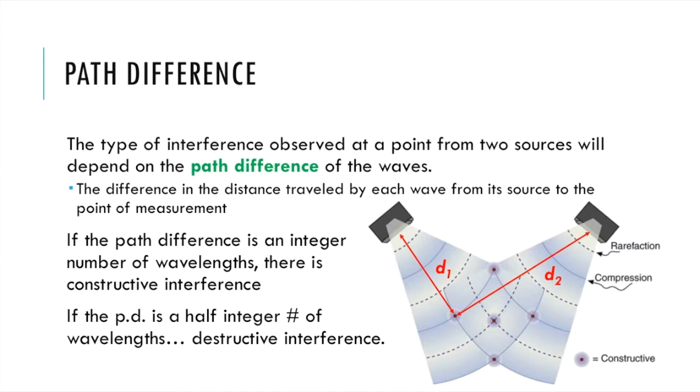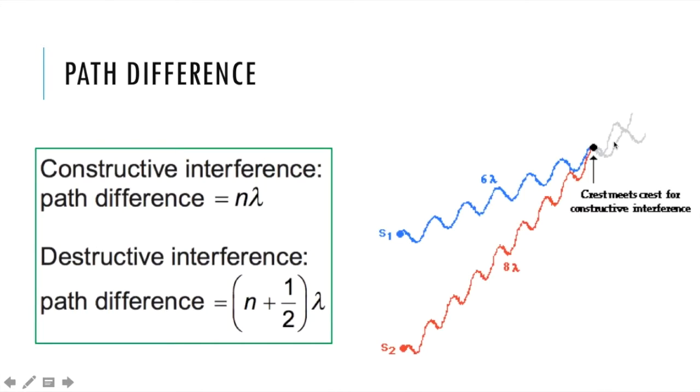So you can try to visualize this, but if the wave from the second speaker has to go D2, like one wavelength further than the wave from the first speaker has to go, they'll still arrive in phase. But if it was a half integer number of wavelengths, we would get destructive interference. So if this wave had to go 1.5 wavelengths further than this wave, they would arrive out of phase. You would get destructive interference. We're going to look at that in a little more detail coming up here.